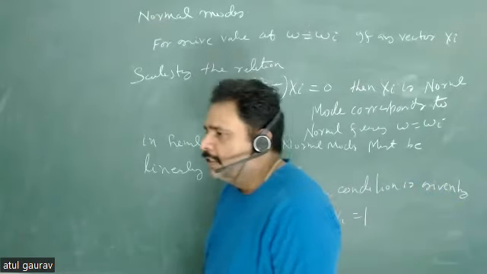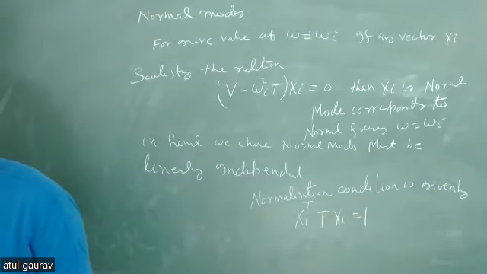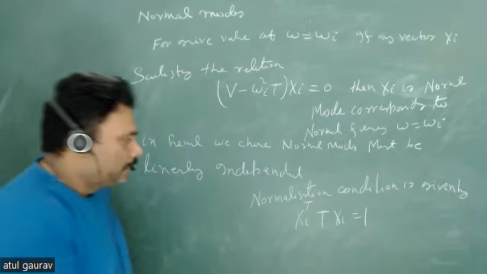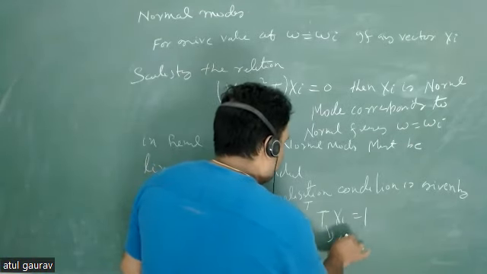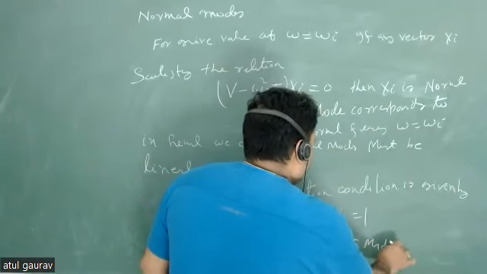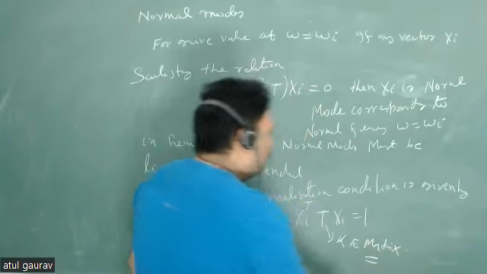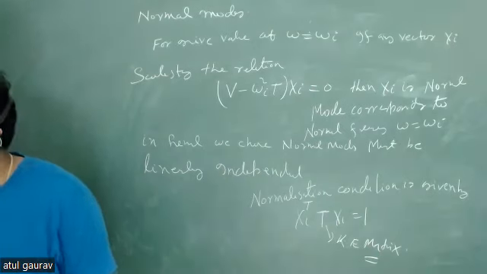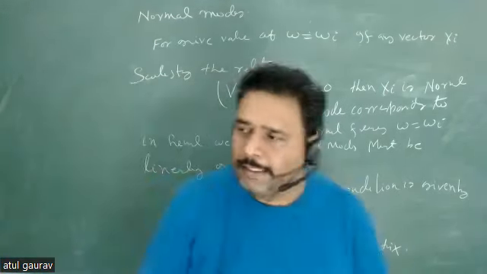Okay, so this is the theory. Sir, T is the kinetic energy matrix. T is the kinetic energy matrix, exactly. So this is the basic theory behind small oscillation.